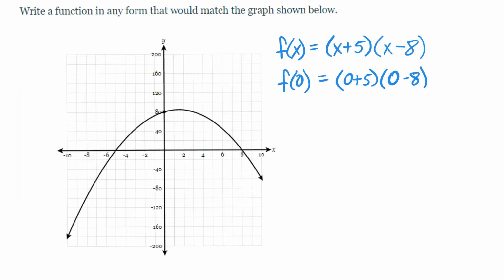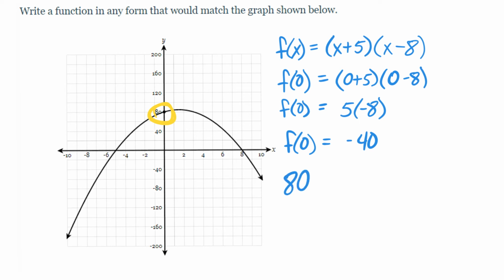So we end up looking like this. This ends up being 5 times -8. So the equation that I've created has a y-intercept of -40, which we can clearly see is not the y-intercept that we have at the top here. So all we have to do to regulate this is to create an a value that fixes it. We are supposed to have a y-intercept of 80. We have a y-intercept of -40.